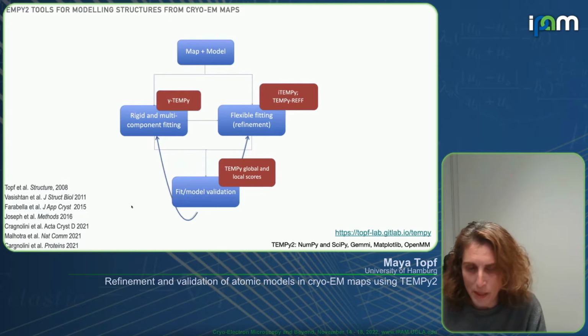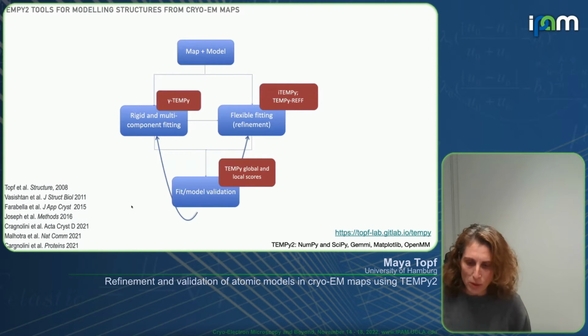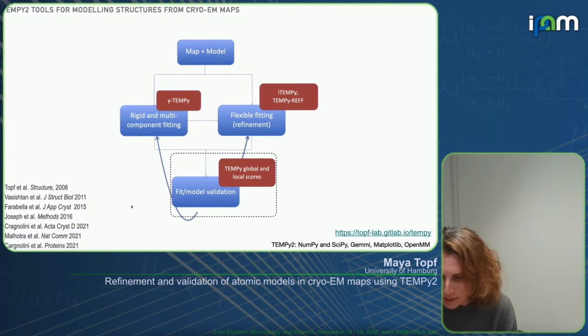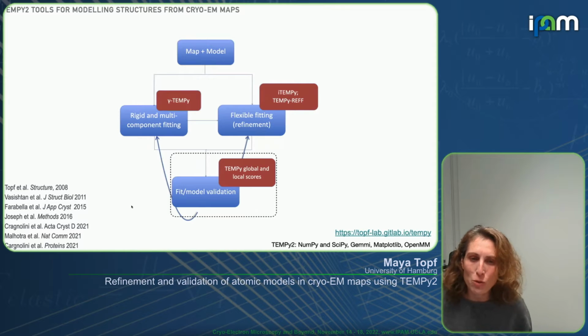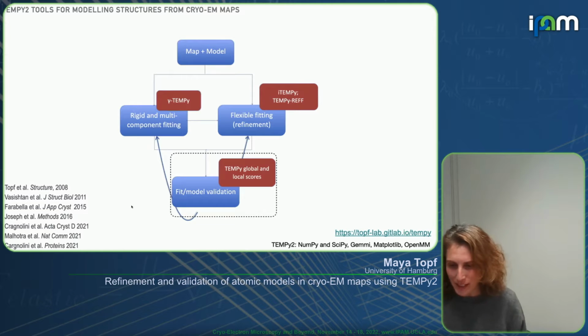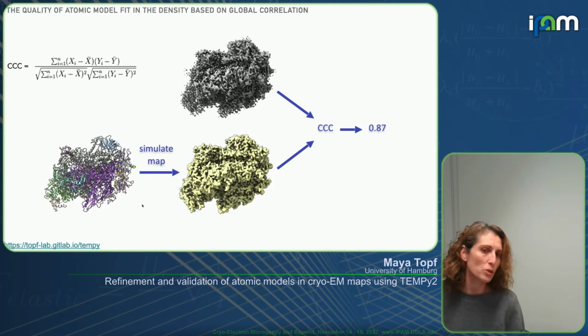So I just want to say that the most important thing, in my opinion, is actually to know how to validate your structure. And I see Chu over there, and he's one of the pioneers of this idea that we actually have to look at how well these structures fit in the density map. And if we just do fitting and we don't check how well it fits in the map, then we end up depositing structures in the data bank that have a lot of errors. So what do we do and what do we have in TEMPy for that?